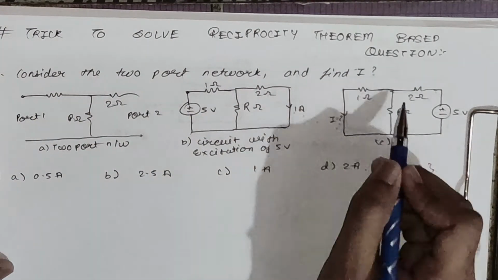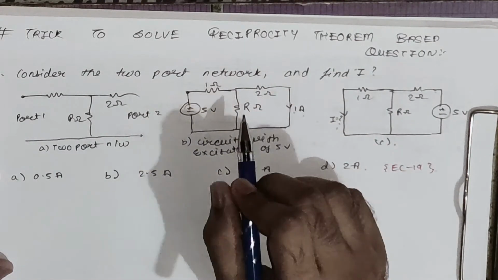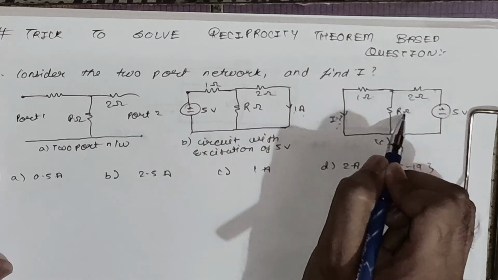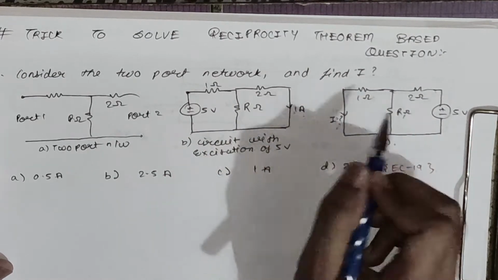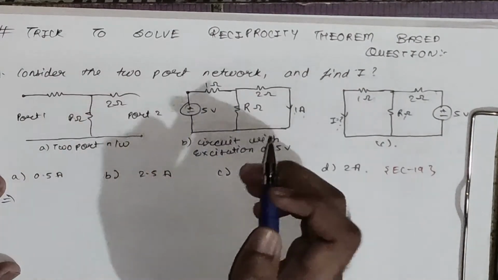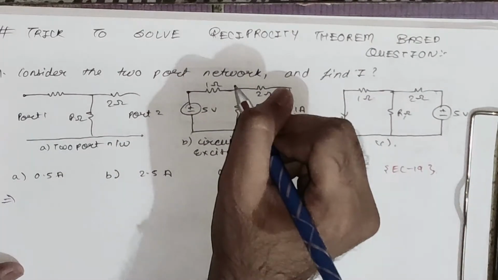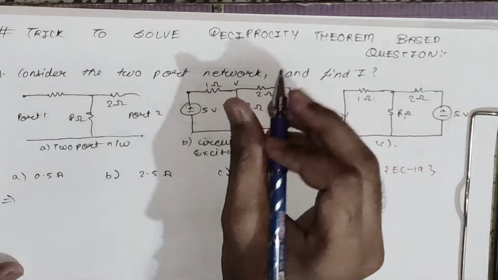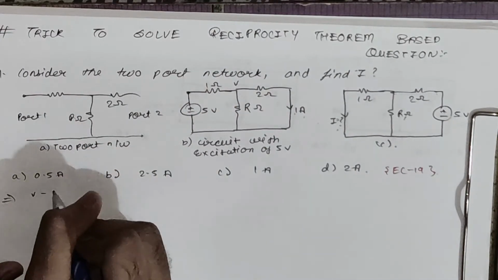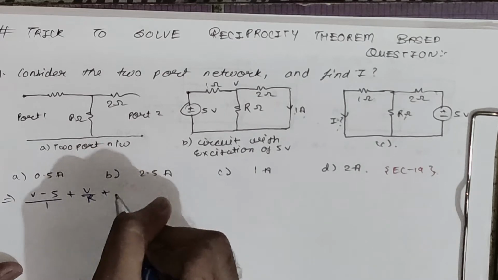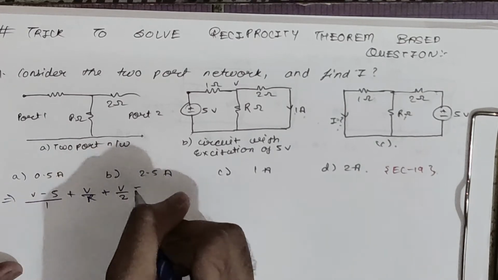If you observe these two circuits, if we are able to find the value of R, then we can put the value of R in this circuit and get the current easily. So the traditional method is to find the value of R first. For that, let us assume V here. If we apply KCL, we will get (V minus 5)/1 plus V/R plus V/2 equals 0.